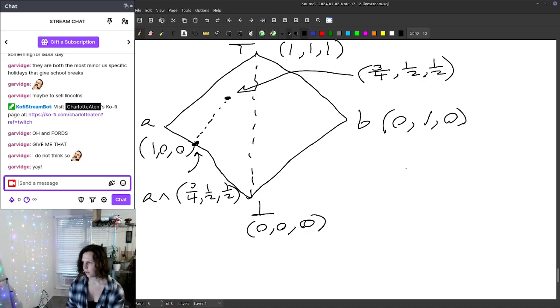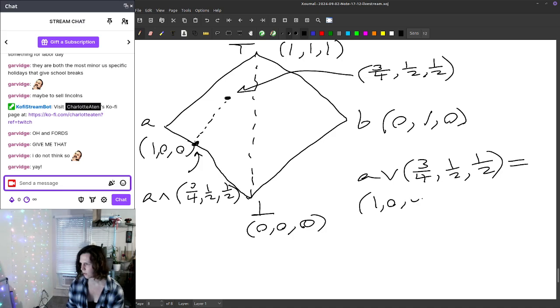And then if I want to compute a join with 3/4, 1/2, 1/2, I should be able to do the same thing, but with max instead of min. And so, by the definition, this is the same thing as 1, 0, 0, showing this.